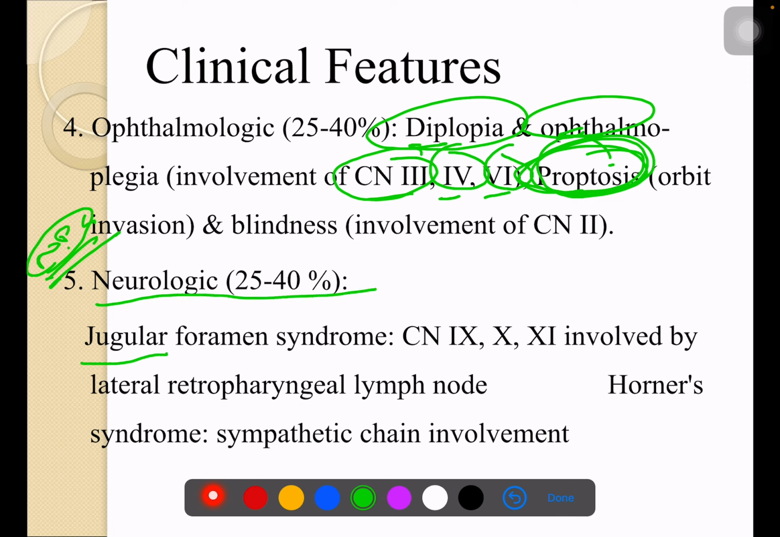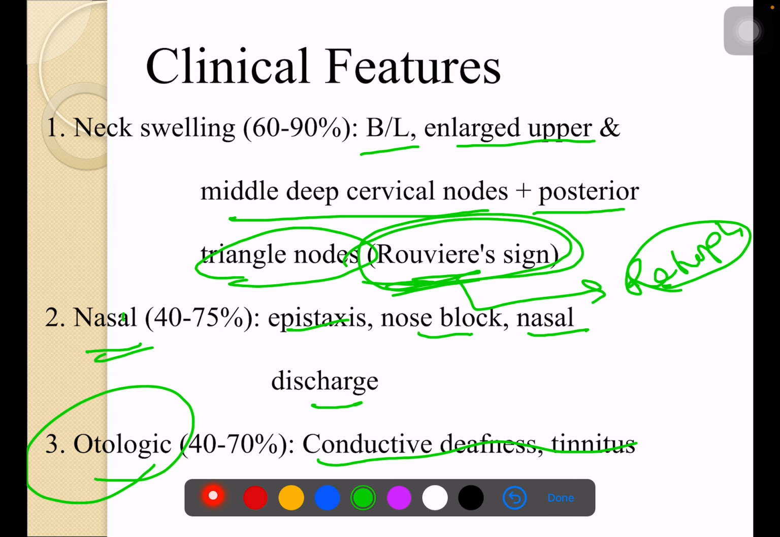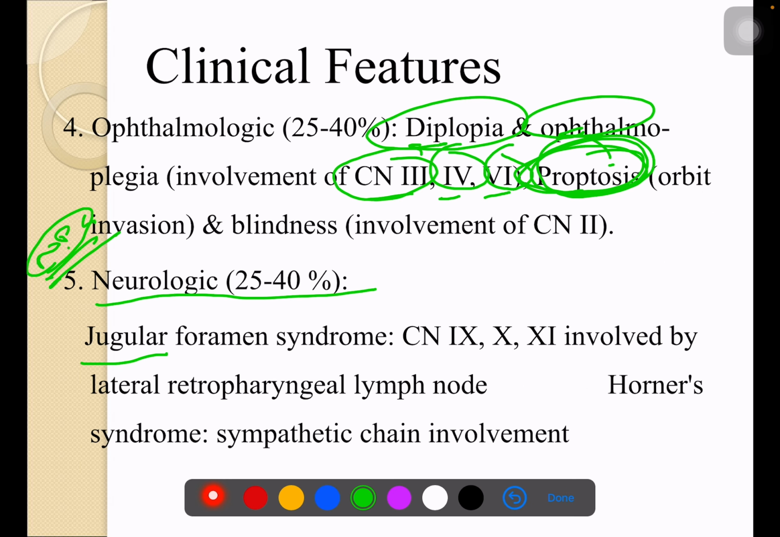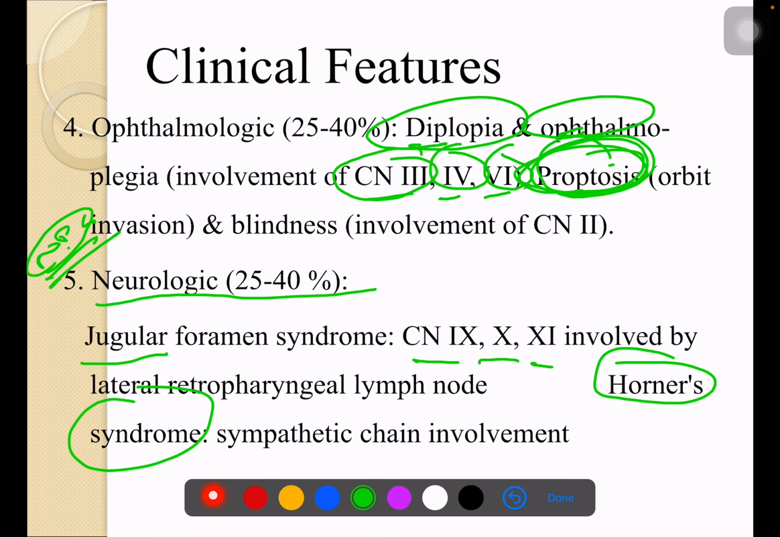Okay, now neurologic, I told you that there are two foramens. The carotid canal is there, jugular foramen is there, and foramen lacerum is there, right? So whenever we talk about jugular foramen syndrome, there's the involvement of 9, 10, 11, okay, along with Horner's syndrome. I already stated here also. So patient may present with Horner's syndrome.